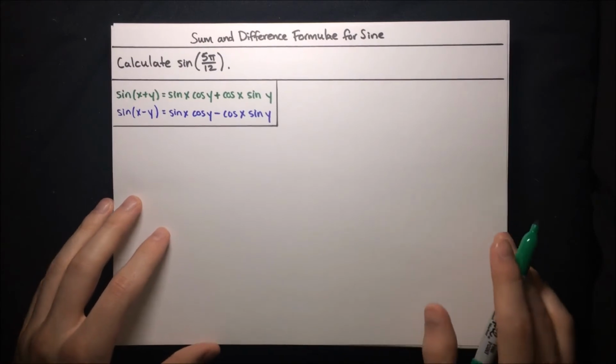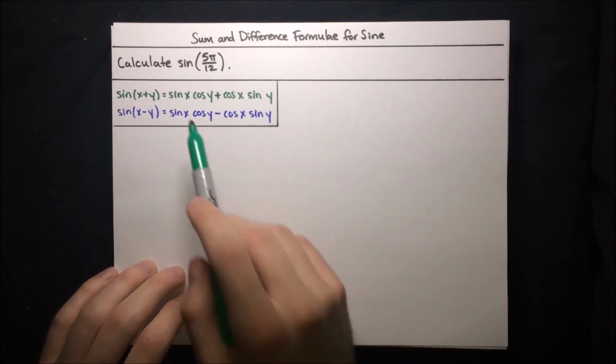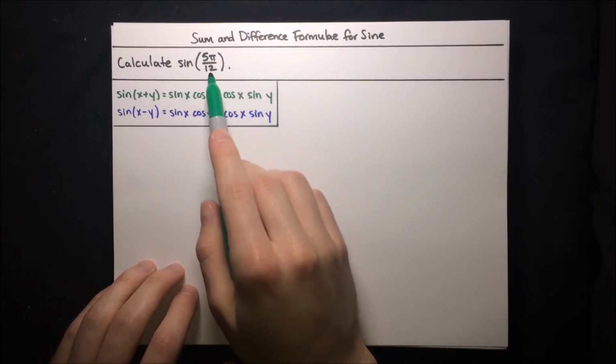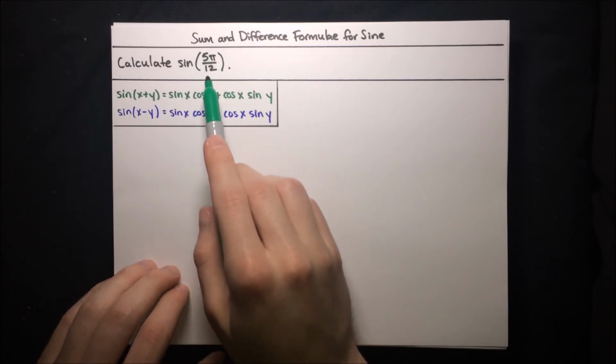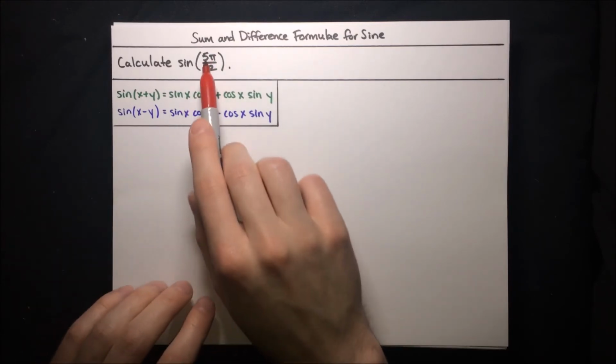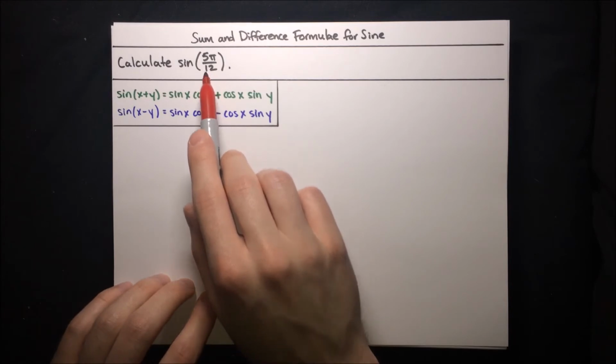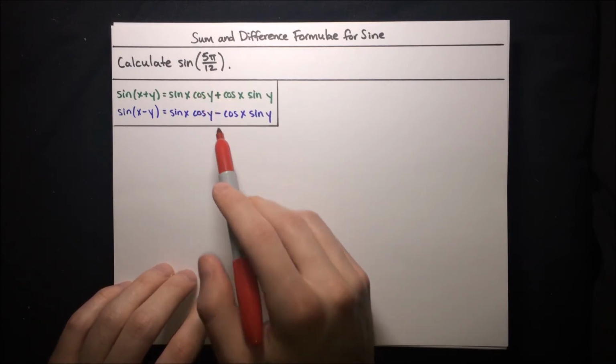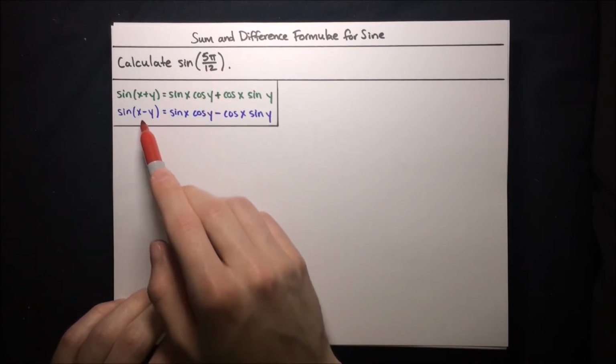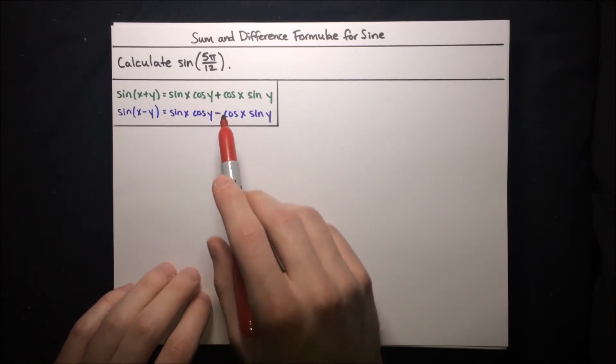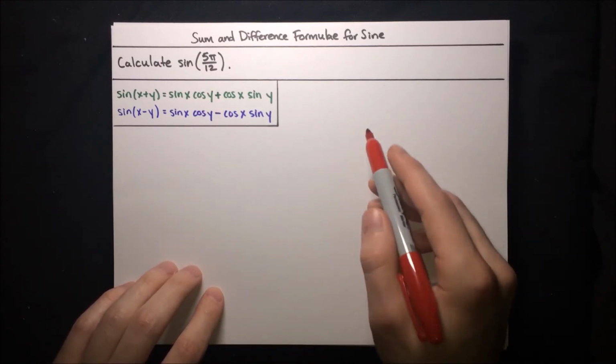Alright, now here's another example. This time we have to calculate sine of 5 pi over 12, and this is in radians now. Unfortunately, 5 pi over 12 isn't one of our special angles in radians, but maybe we can express it as the sum or difference between two of the special angles.